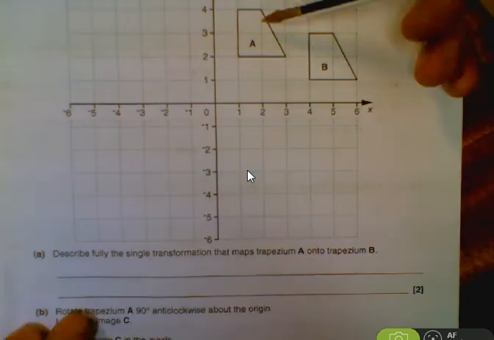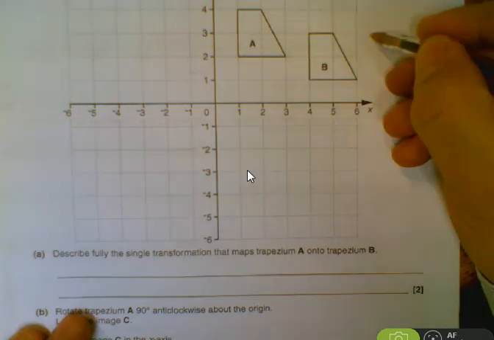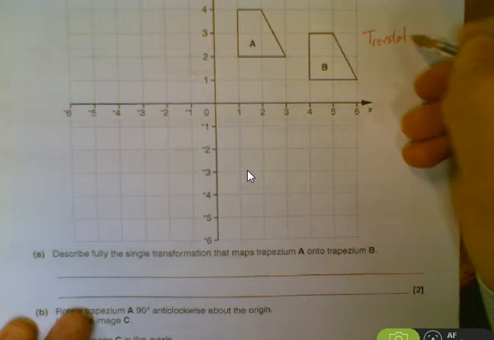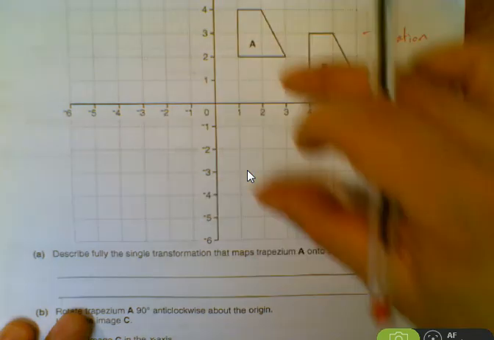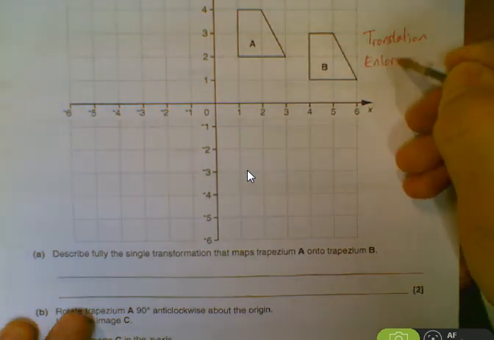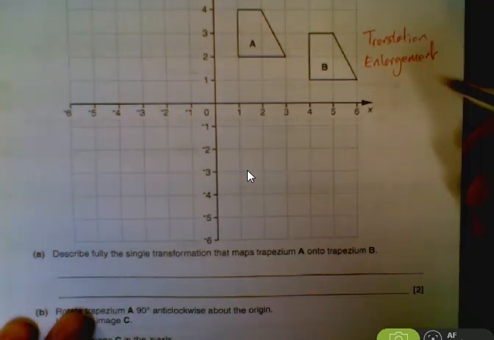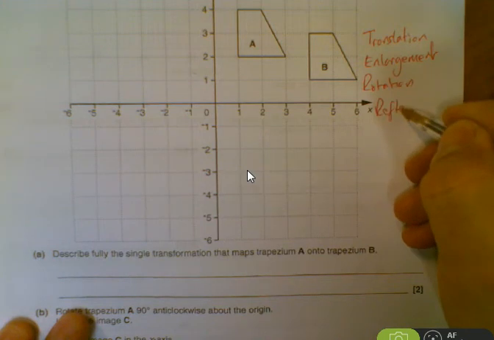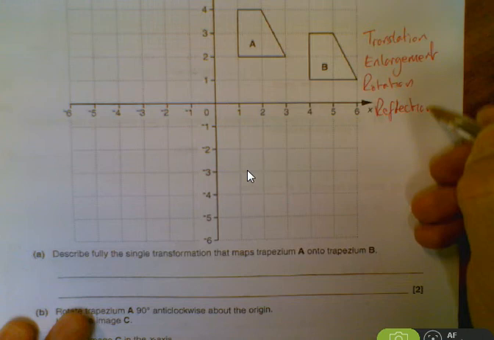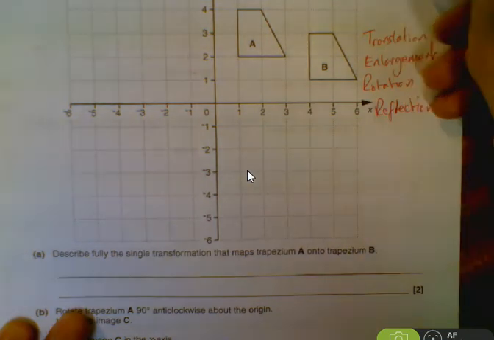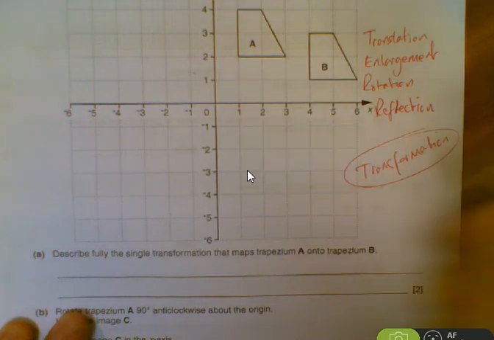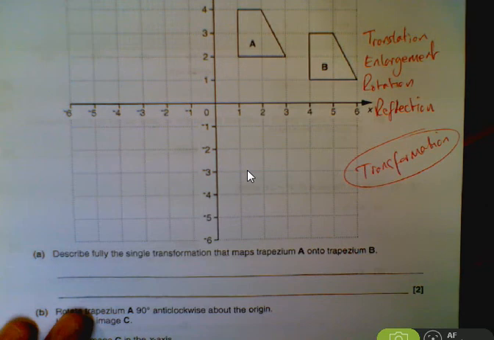So first of all, we have to decide which of the following it is. Is it a translation, which is a slide, a movement around the grid without rotating at all or getting any bigger or smaller, an enlargement, a rotation, or a reflection? These are the four types of transformation. So transformation is the collective word for these four things. We have to know what each of them are.